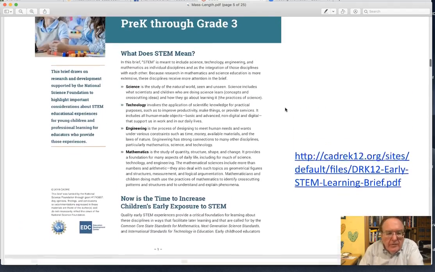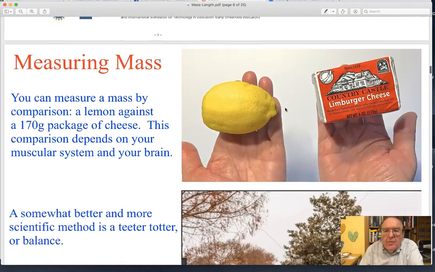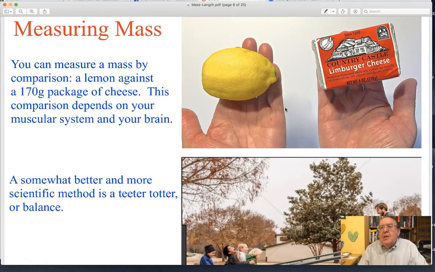And maybe there are more references in here for other things. Okay, so what do we do this week? This week is measuring mass and length.